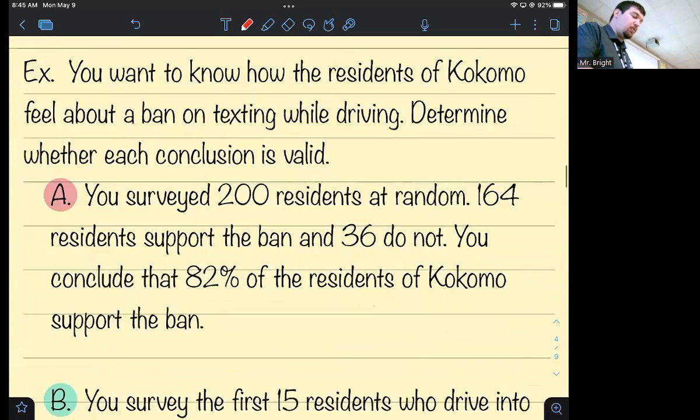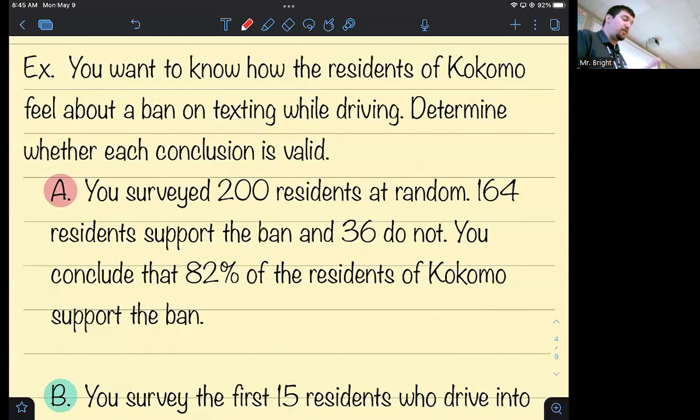Let's do another one. You want to know how the residents of Kokomo feel about the ban on texting while driving. Determine whether each conclusion is valid. What's our population?